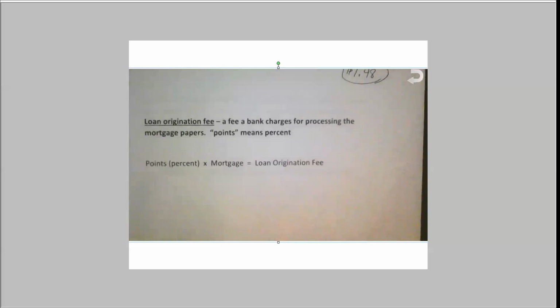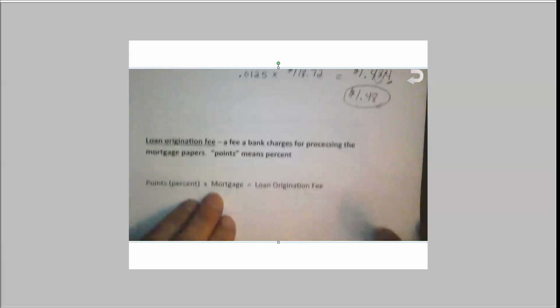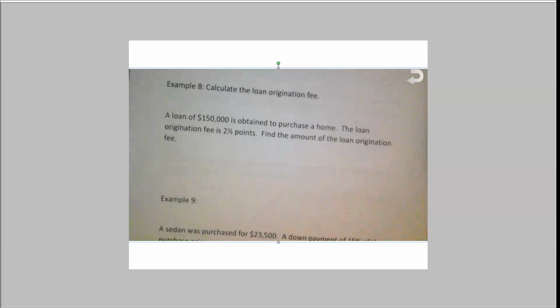Okay, next note is loan origination fee. This is a fee that a bank charges for processing the mortgage papers. Points means percent. So when we see that related to this problem, remember points means percent. So points times the mortgage equals the loan origination fee. Let's look at an example.